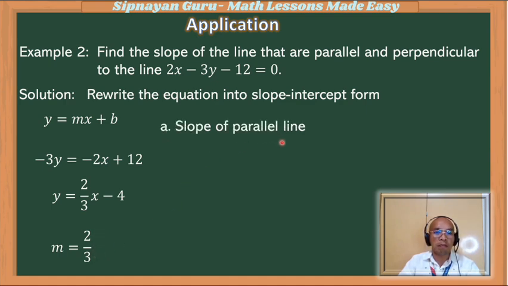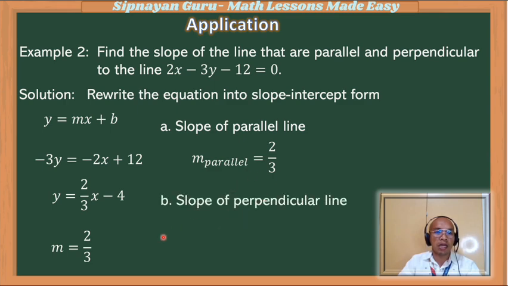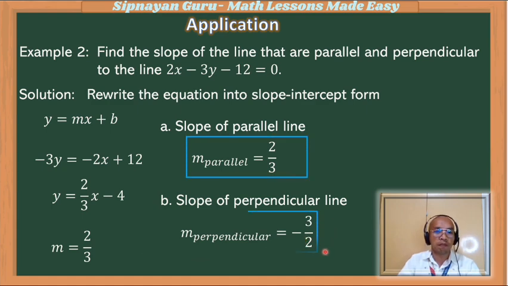Now what is the slope of the parallel line? They have the same slope. The slope of the perpendicular line is the negative reciprocal of this slope. So that is negative 3 over 2.